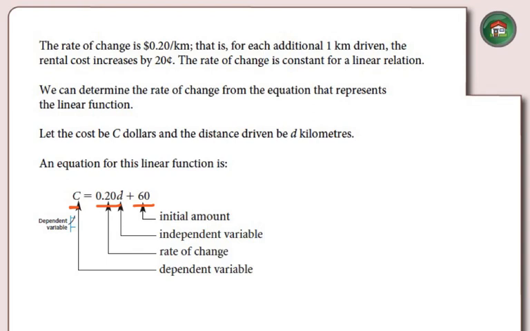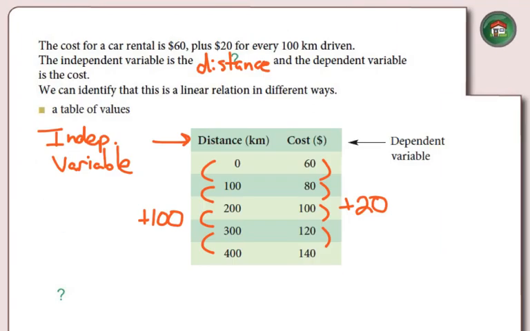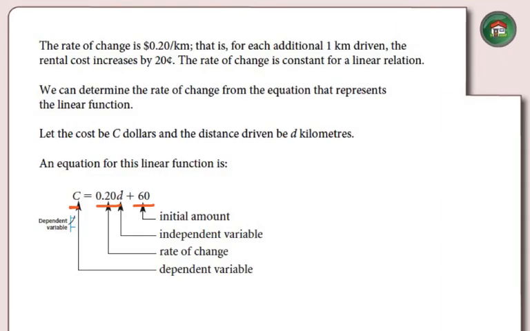How do we know that it was plus 60? Well, if we go back to the table, that first row in the table shows that a 0 kilometer distance resulted in a fee of $60. So that $60 is your flat fee that you get charged, and the 20 cents a kilometer is your variable fee based on how much you drive.